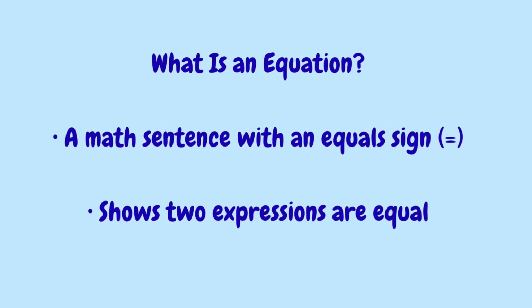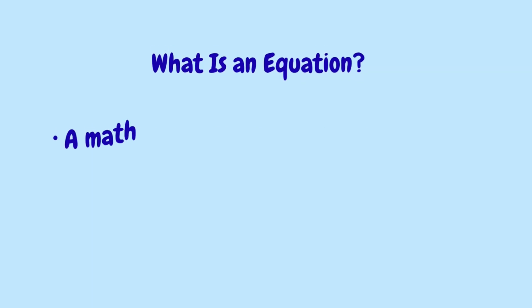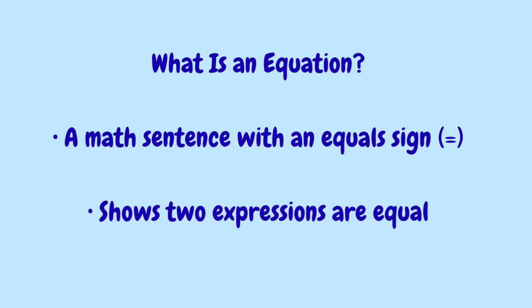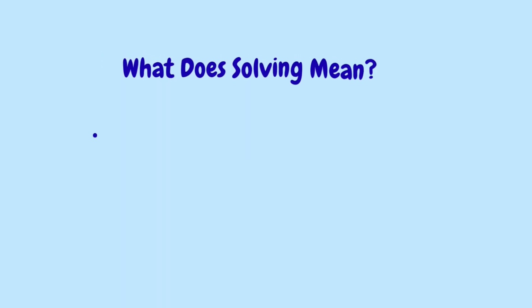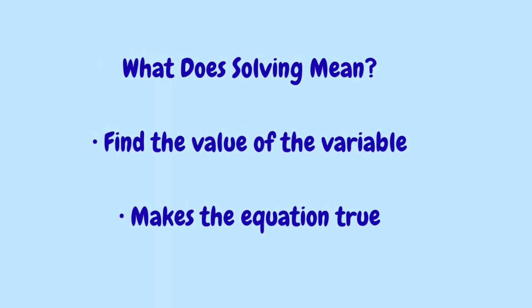A math sentence with an equal sign shows two expressions are equal. For example, x plus 3 is equal to 7. Left side is equal to right side. What does solving mean? Find the value of the variable that makes the equation true.